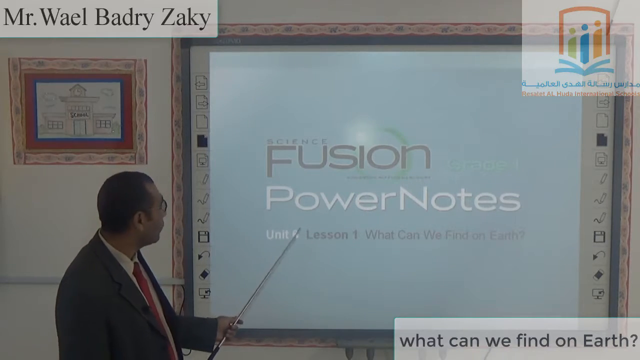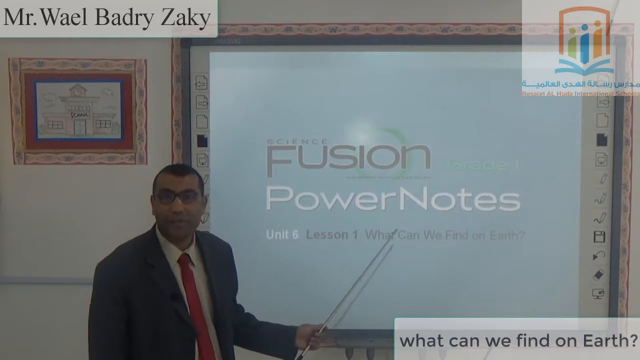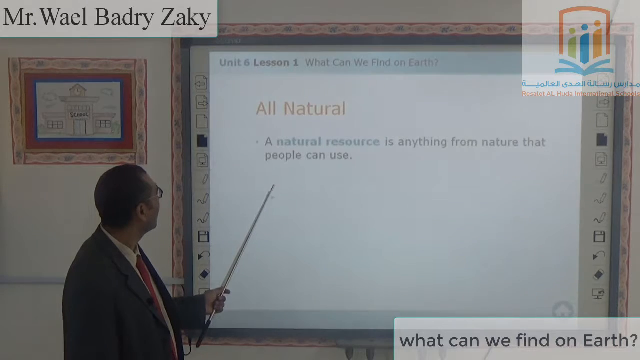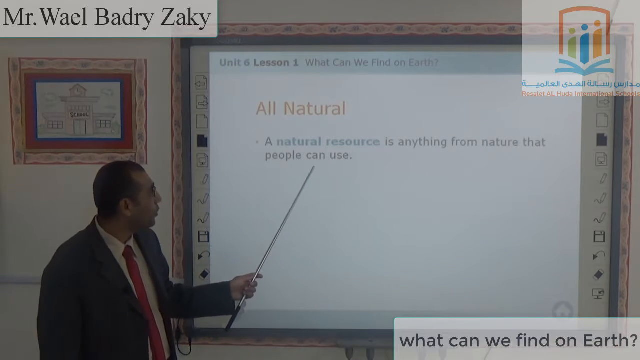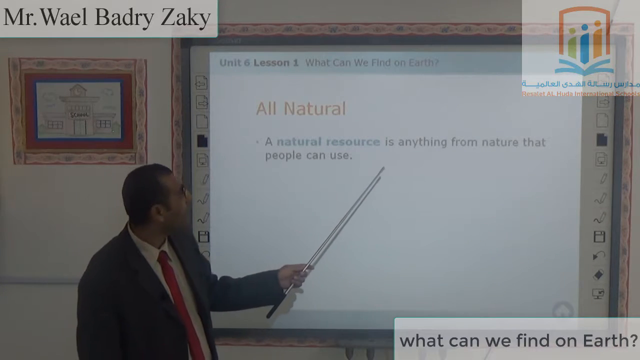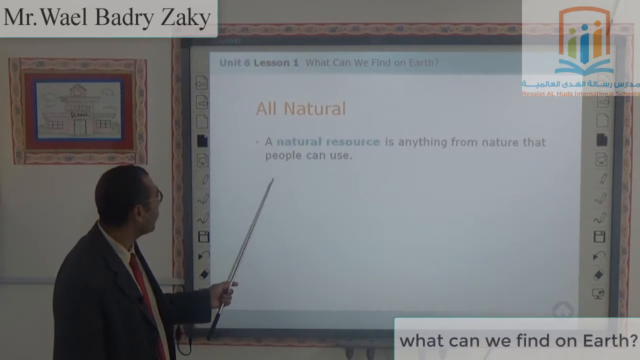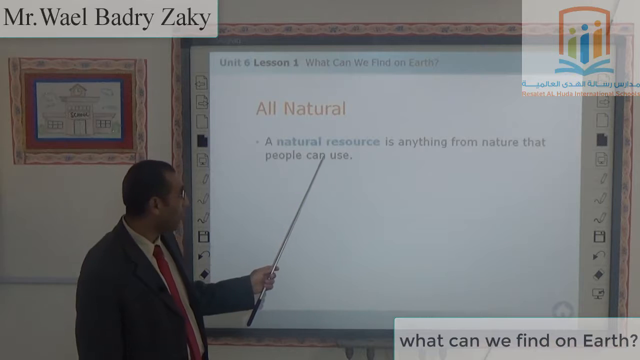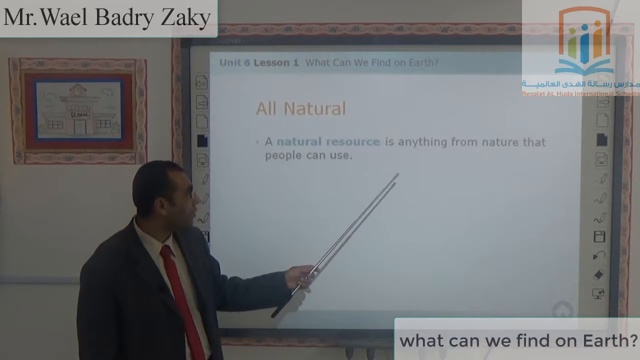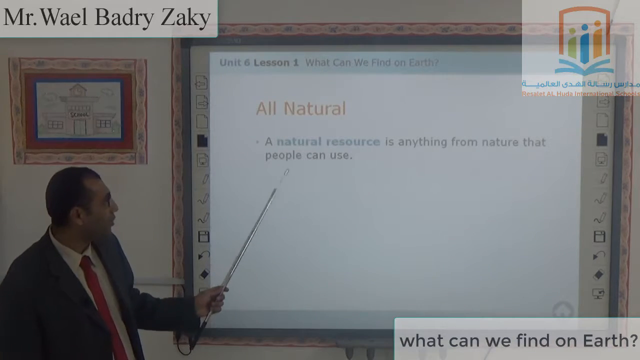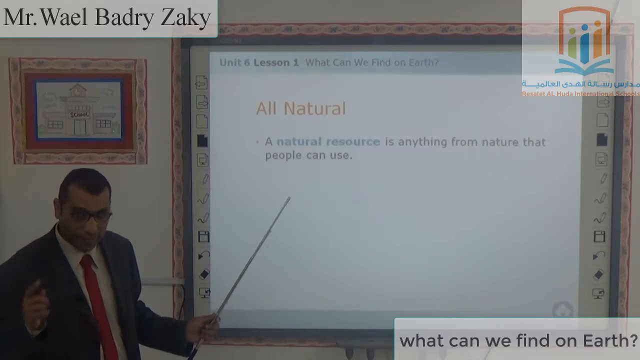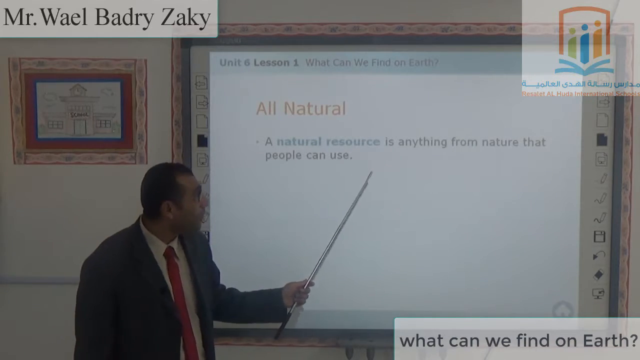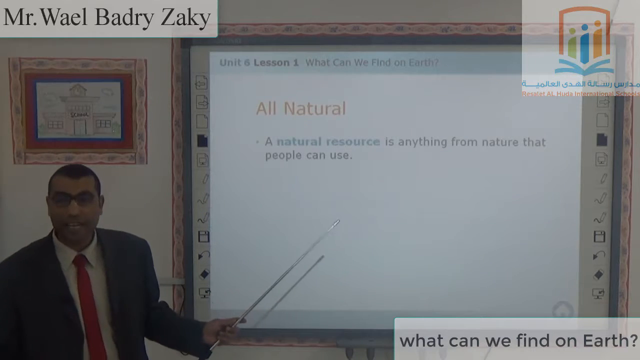Unit 6, lesson 1. What can we find on Earth? A natural resource is anything from nature that people can use. Again, a natural resource is anything from nature that people can use. You should repeat it.